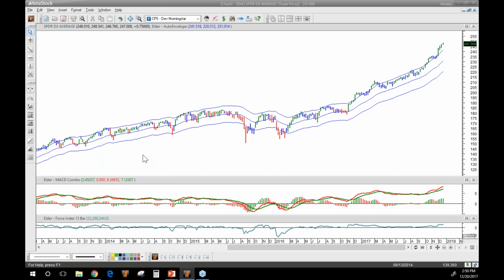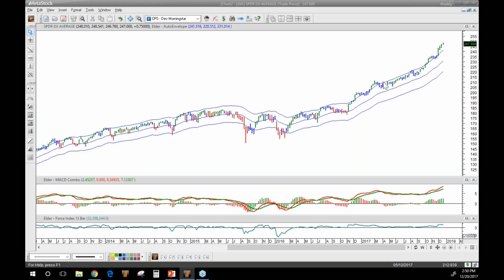Let's take a look at a few charts using my tools. This happens to be a chart of Dow Jones Spider, a Dow ETF. And this is pretty much what I like looking at. First of all, there is a moving average that tracks the slope of the chart. And as long as the moving average is in the rising mode, you really want to trade from the long side. Then there is an auto envelope.